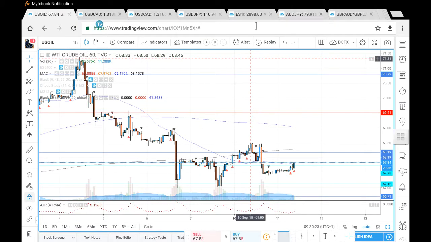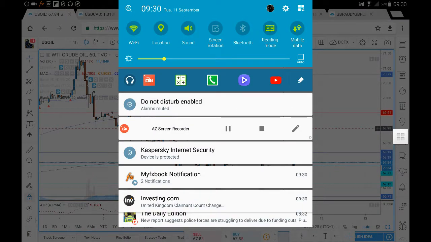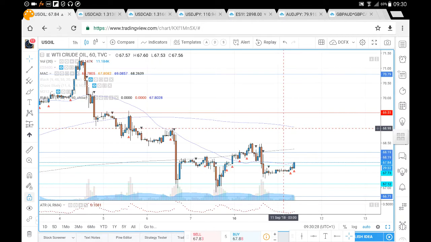So this is US oil analysis for Tuesday, the 11th of September. Now let's just have a look at prices and where prices may likely go. So previously we've had price come down towards 67.12. Brief bullish bounce up towards 67.73, retest 67.73. We're unable to hold it and use it as a springboard towards 68.19.